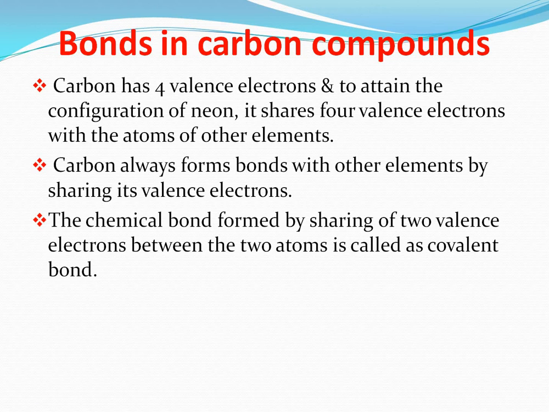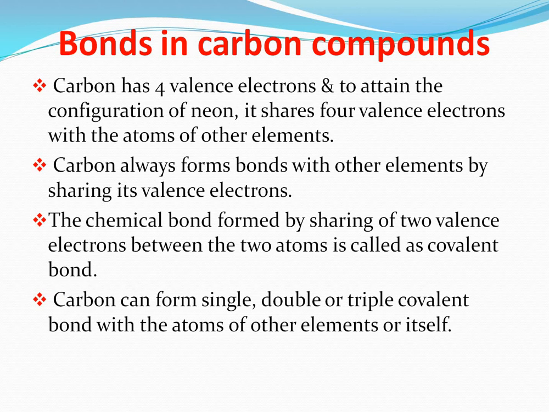Now the chemical bond formed by sharing of two valence electrons between two atoms is called a covalent bond. There are different types of bonds, but carbon has a tendency to share its valence electrons with other elements, and that's why the bond formed due to the sharing of electrons is called a covalent bond. Carbon can form single, double, or triple covalent bonds with the atoms of other elements or itself.